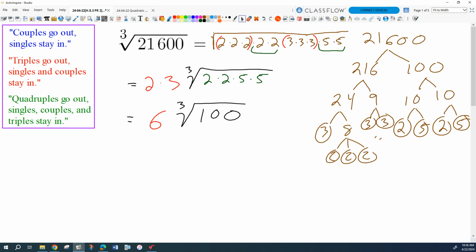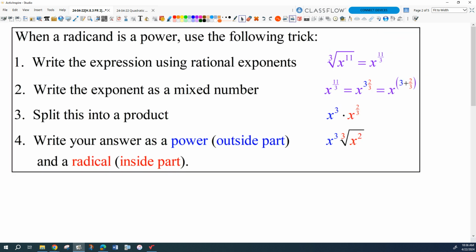You guys got this. Okay, so here's the slightly heavier lifting for today. I want to show you guys an awesome trick. This is not in the textbook. In fact, I've never seen this in a textbook, but this is one you really want to learn because it makes this stuff so easy. When a radicand is a power, so we've got a power of a variable inside a radical, right? So the radicand, what's inside the radical, is a power function. It's a variable to a power.